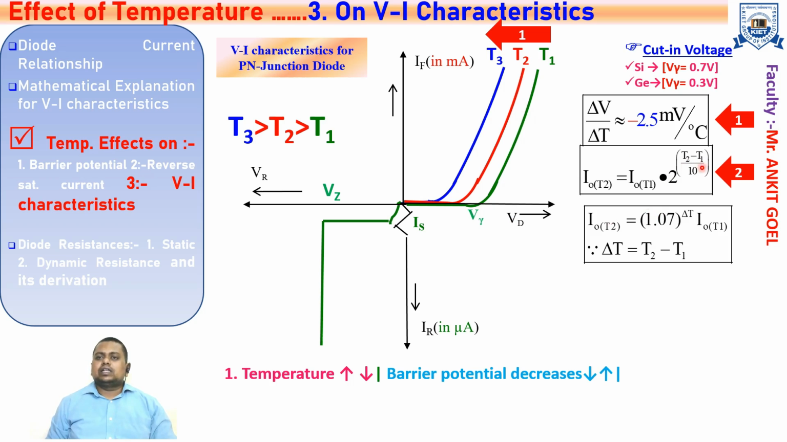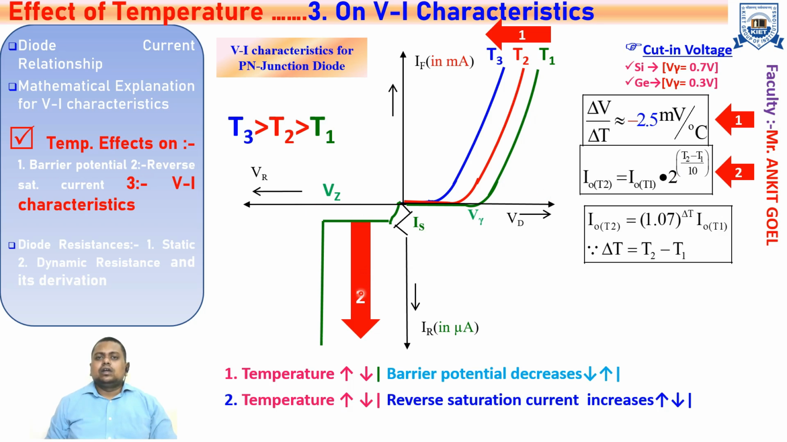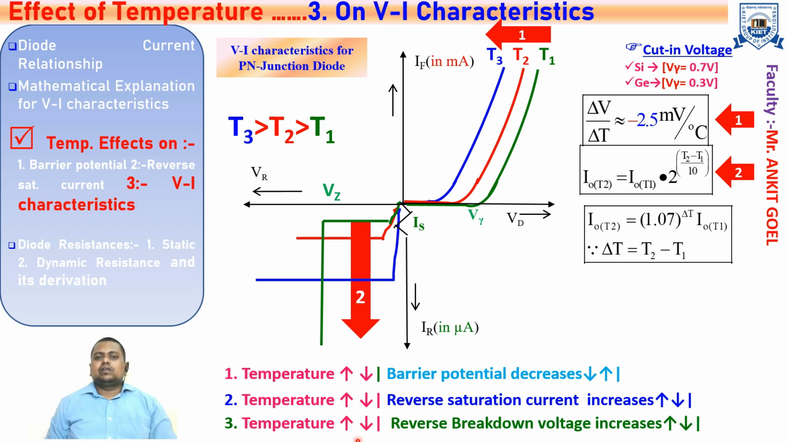We have seen that as the temperature increases, your reverse saturation current will increase. This effect is shown here. Now let's see the third effect on the characteristics after the breakdown voltage: as the temperature increases, your reverse breakdown voltage will increase, right? So this is the overall effect of the temperature on the VI characteristics.